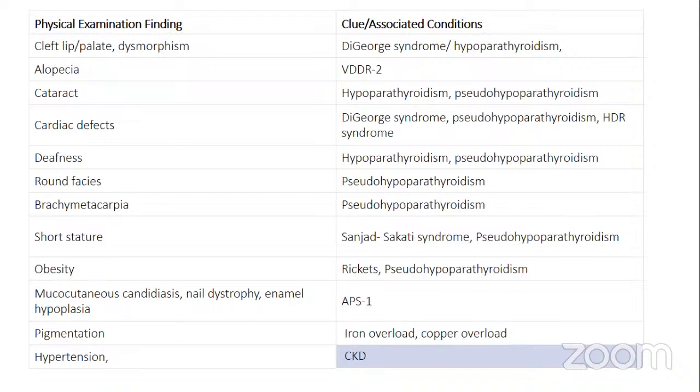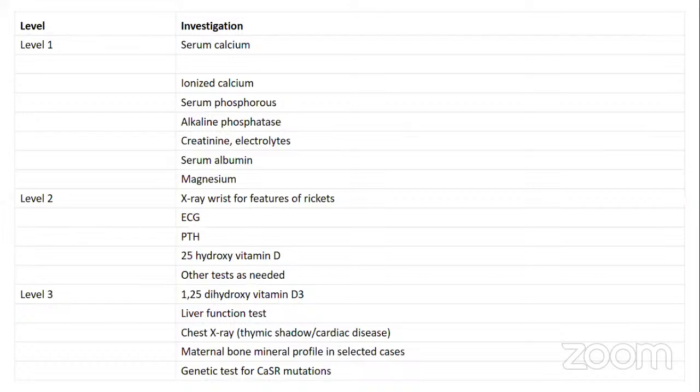And typical facial dysmorphism in the form of round facies and brachymetacarpia can also be seen with pseudo-hypoparathyroidism. So these are all some specific physical findings. If one finds hypertension, then one needs to think of a renal etiology like chronic kidney disease, which can explain hypocalcemia, secondary hyperparathyroidism, as well as hypertension.